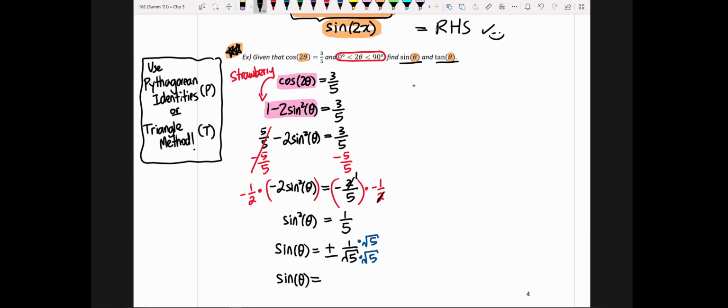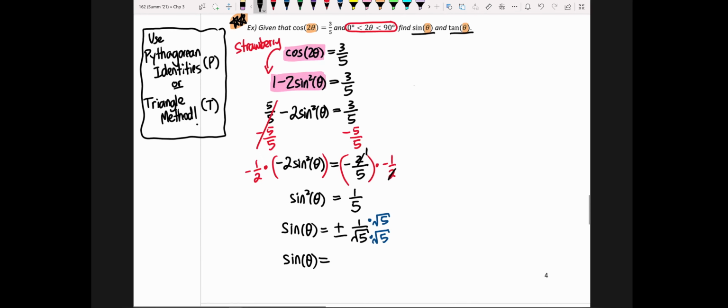From here, to determine if your trig function is positive or negative, we look at the quadrant. So off to the side, they give us that 2 theta is between 0 and 90 degrees. So let's divide everything by 2. Theta is going to be between 0 and 45 degrees. Okay, so that means that theta is in quadrant 1, where x and y are both positive.